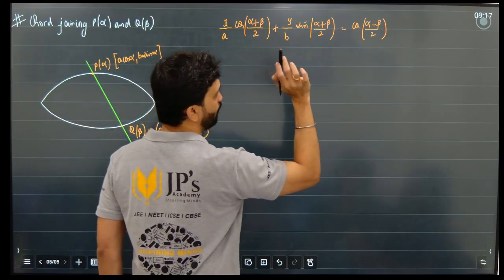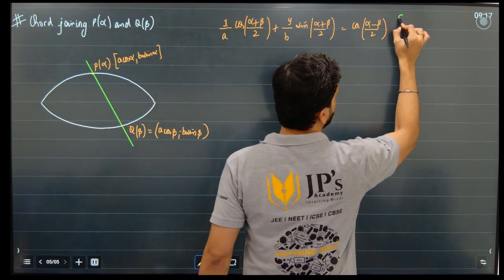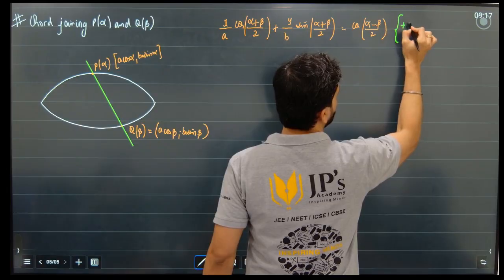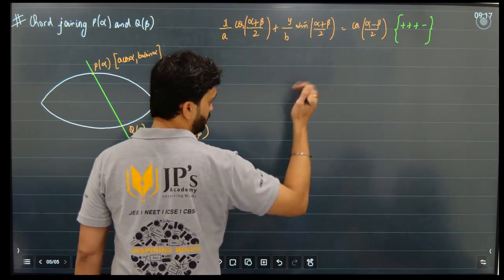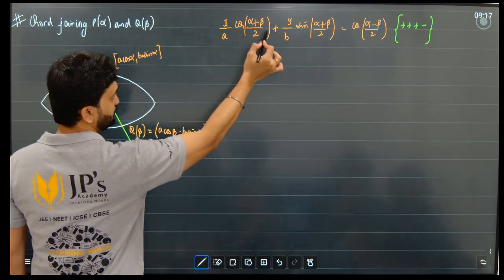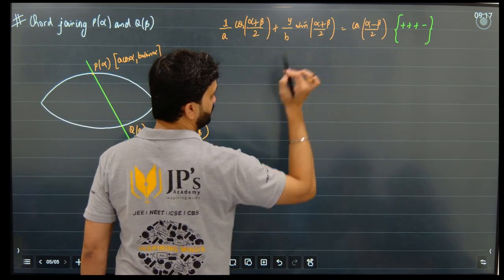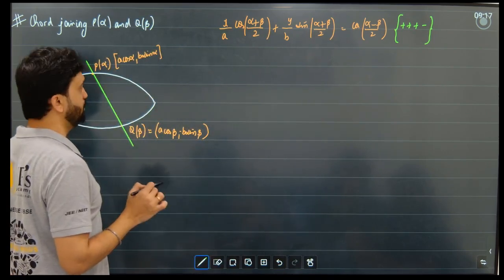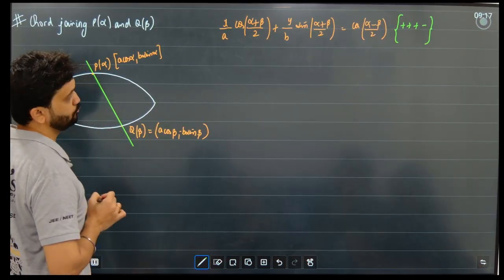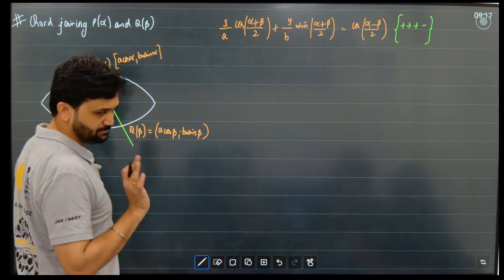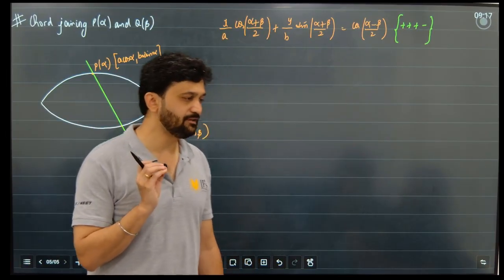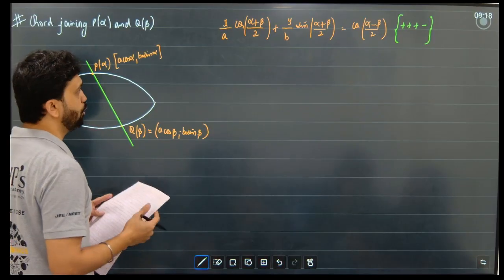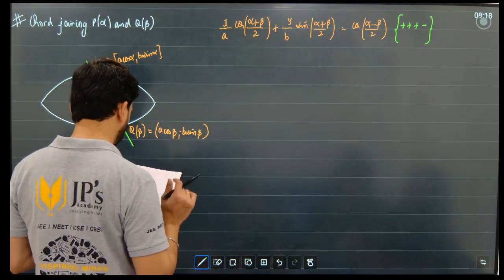Now listen, I always used to remember it as plus plus plus minus. Let me tell you what this is. In a chord passing through P alpha and Q beta, my formula becomes x by a cos alpha plus beta by 2 plus y by b sin alpha plus beta by 2 is equal to cos of alpha minus beta by 2.